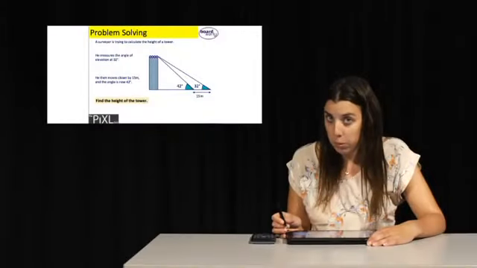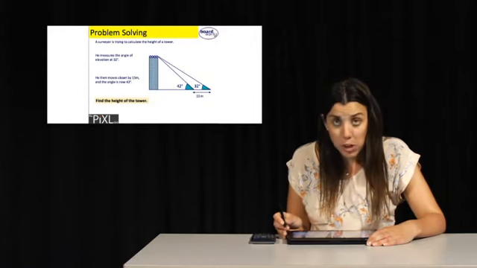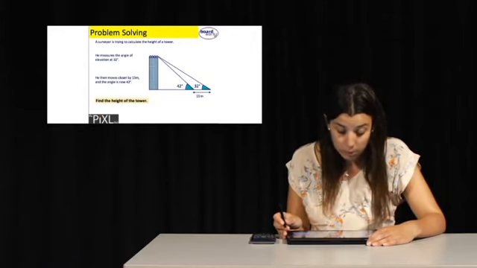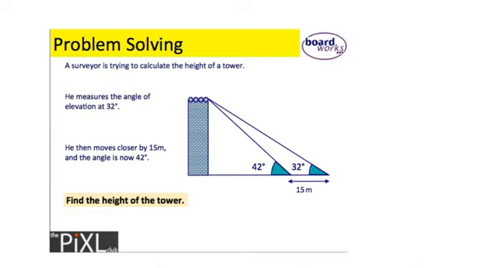So I have one further problem for you to try. This question is about a surveyor who is trying to calculate the height of a tower. He measures the angle of elevation at 32 degrees. He then moves closer by 15 metres and the angle is now larger. It's now 42 degrees. And your job is to find out the height of the tower.